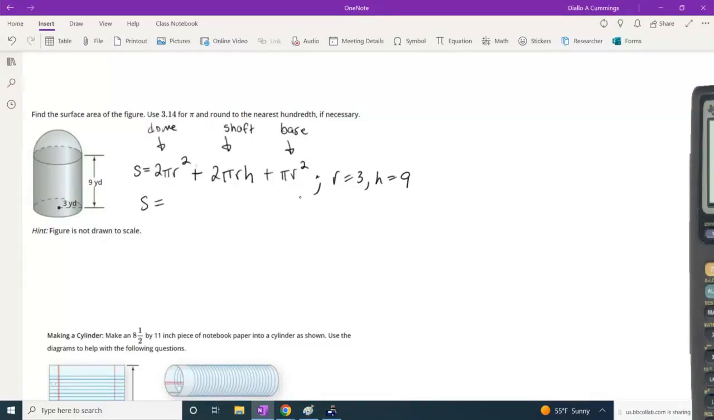So this is going to equal 2 times 3.14 times 3 squared, plus 2 times 3.14 times 3 times 9, plus 3.14 times r squared.